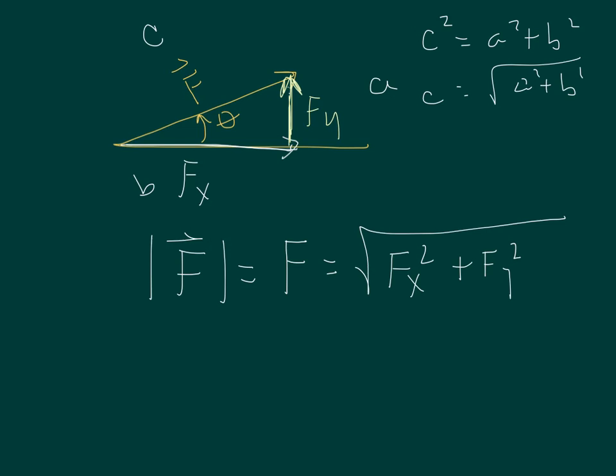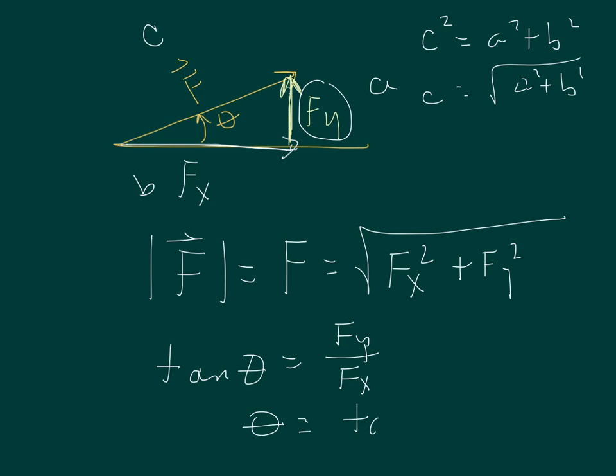If we want to find the angle theta, we would say the tangent of theta is the opposite, Fy, over the adjacent, Fx. Take the inverse of both sides, and we get the actual angle then is the arctangent of the y component over the x component.